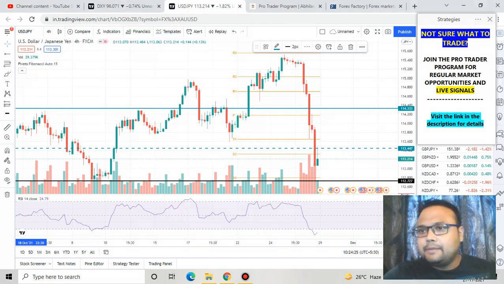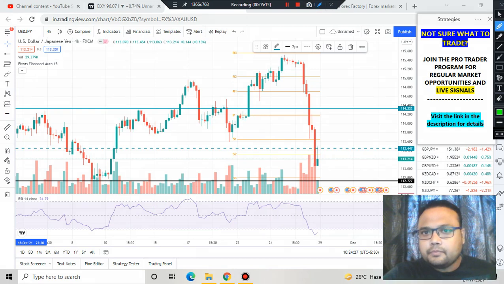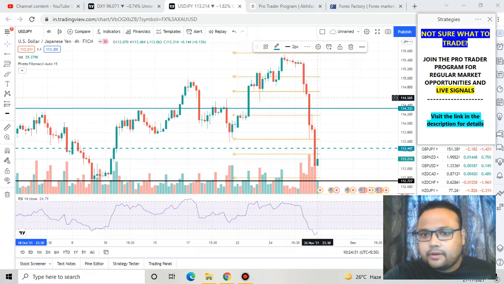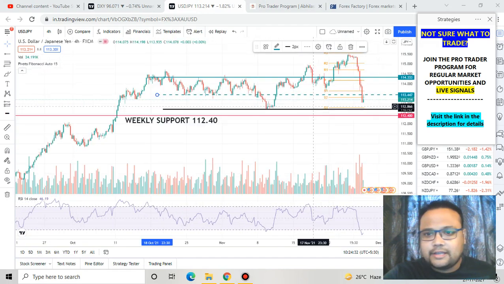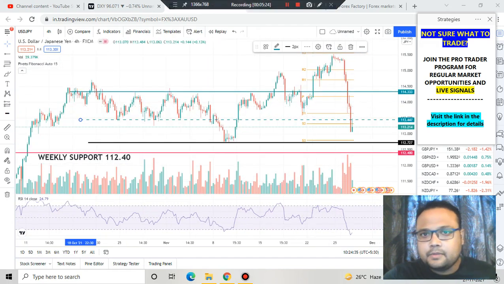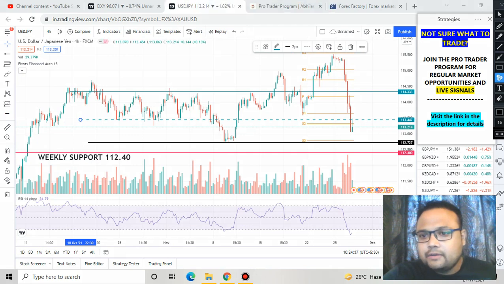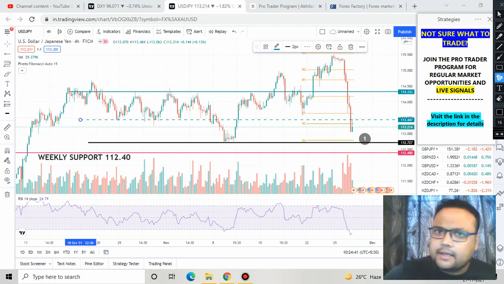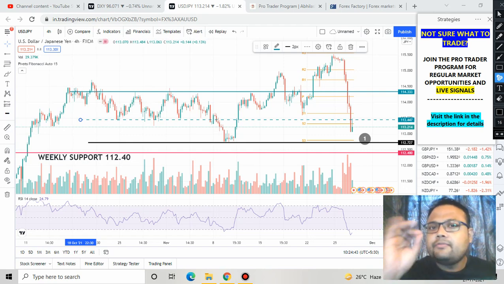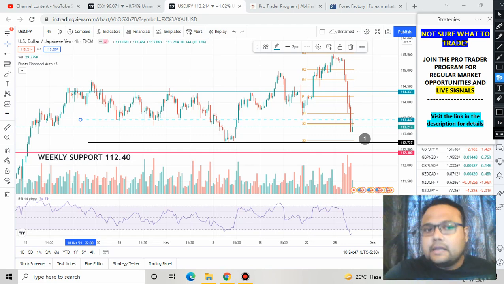So let me discuss the points again. Wait, let me zoom out the chart. Yeah, it's better now. If the market comes down to a level of 112.75 to 70, if the market bounces, we can take a buy position. But if the market fails to take support and breaks the level, the next support or next buying position will be at the 112.40 level.